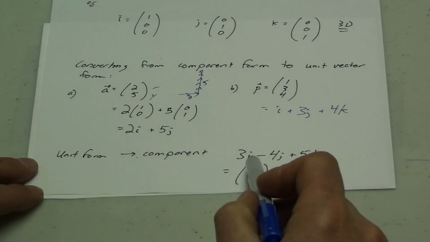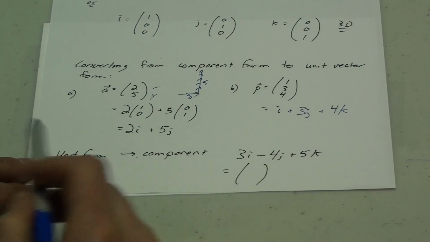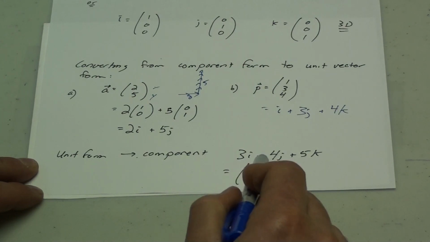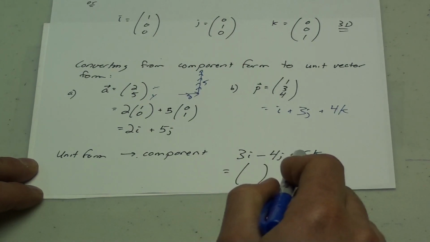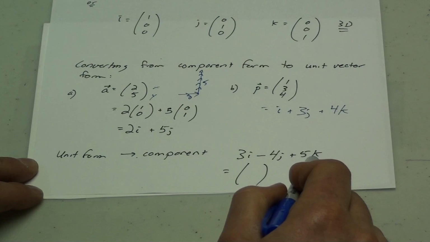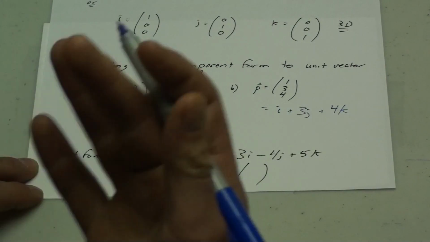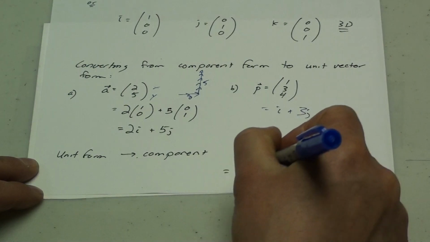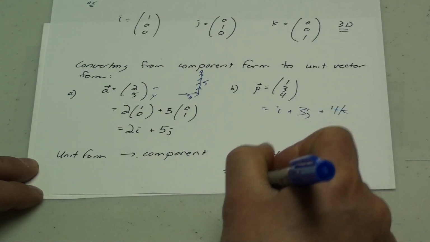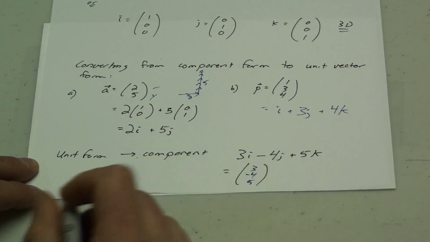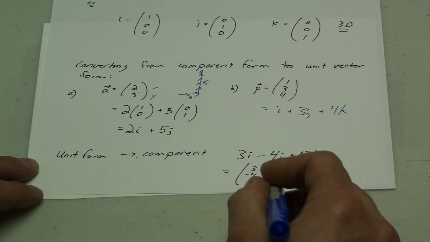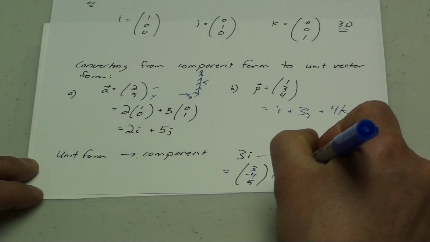Maybe I'm given the question in unit vector form, and I want to put it into component form. So this is 3 times the unit vector i minus 4 times the unit vector j plus 5 times the unit vector k. When I do that, that will give me in component form going over 3, down 4, and then my z component being 5. Okay? This is in unit vector form, this is in component form.